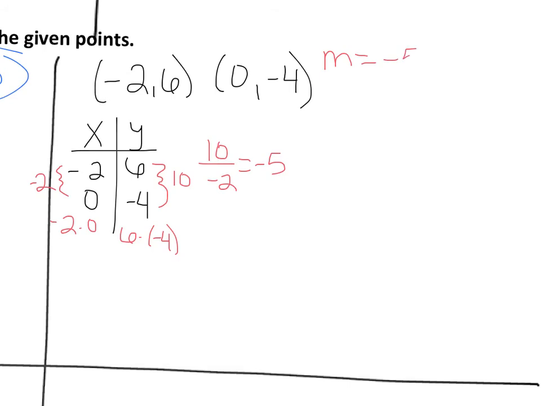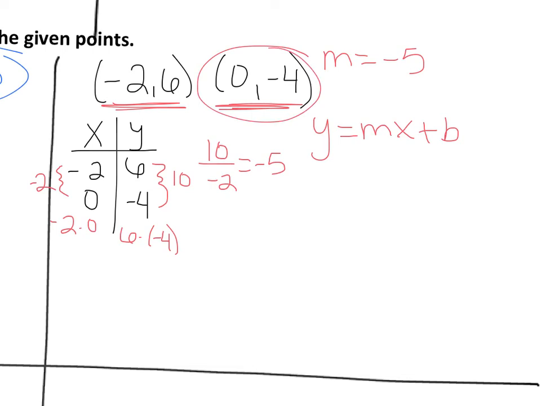So I have my slope. Now I need to find my y-intercept. So I need to pick one of my points that I'm going to use. I need an x and I need a y. Now if we look at this one, I could use negative 2 comma 6, and if you use negative 2 comma 6, you'll get the same answer. You're just going to have to work a little harder. If I see I have a point that has a 0 in it, that's the one that I want to use. So I'm going to plug 0 in for x, negative 4 in for y, negative 5 in for m, 0 in for x, and I can solve for b.